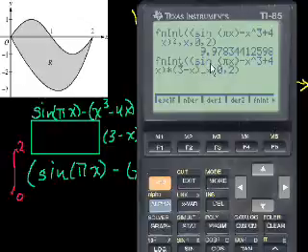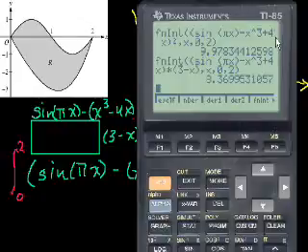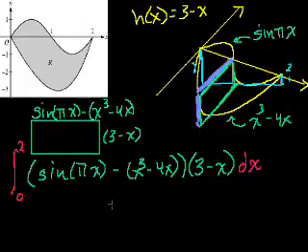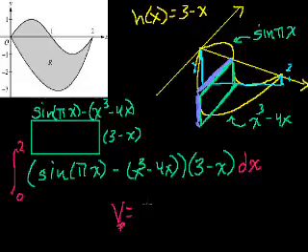And so we have sine of pi x minus x to the third plus 4x, right? That's the same thing as this, times 3 minus x. And our variable of integration is x, and we're integrating from x is equal to 0 to x is equal to 2. Let's hit enter. Notice that it is calculating, and our answer is 8.37, I think is a fair answer. So the volume of the pond this time is equal to 8.37.